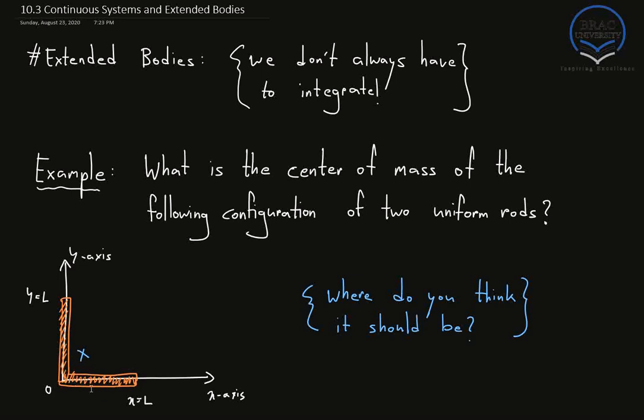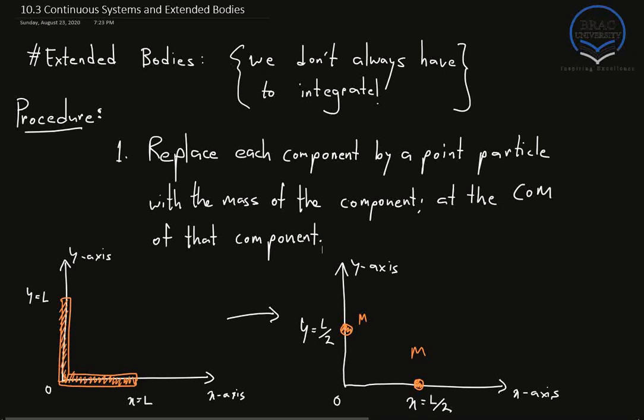If you remember, when we studied the center of mass of two point particles, we saw that the center of mass is nearer to the heavier particle, right? So how do we do this? We said that we don't always have to integrate. So the trick here is that first you want to replace each of the components that make up this extended system. So these two continuous rods, right? You want to replace them by a point particle that has the mass of this component, but that point particle that replaces it should lie at the center of mass of this component.